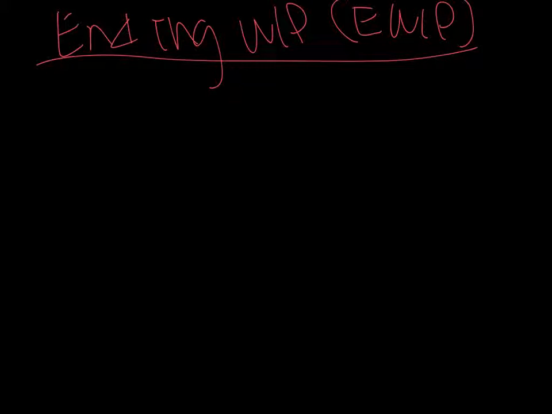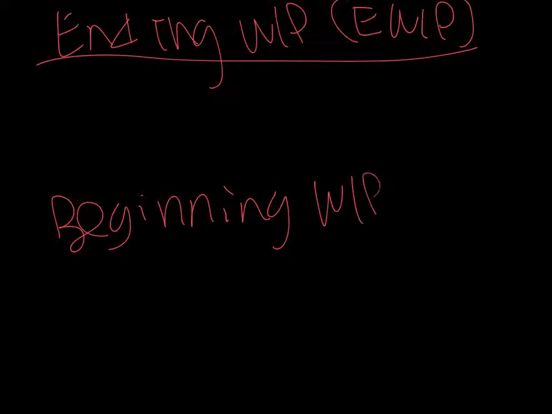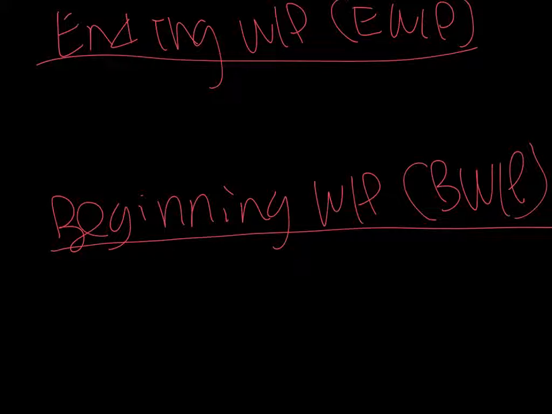And next, there is beginning work in process, or BWIP. Ending work in process inventory involves the incomplete units at the end of the period, which can be found by dividing the total cost of the units by the number of units produced. On the other hand, there's beginning work in process inventory, which are the complete units at the beginning of a period.